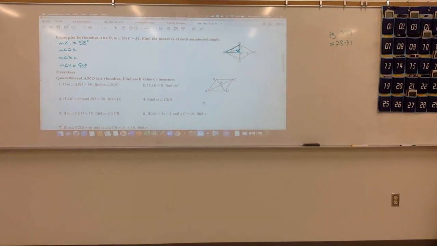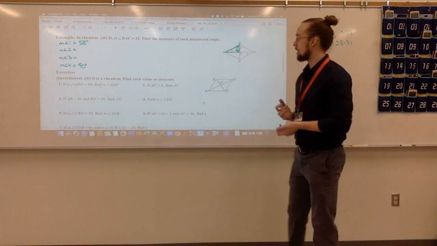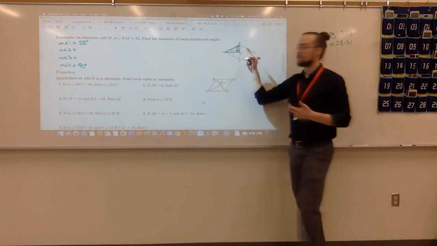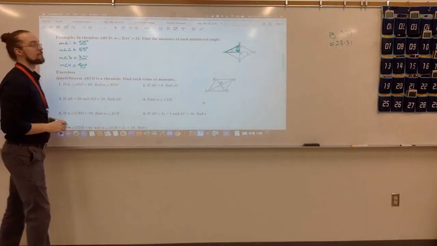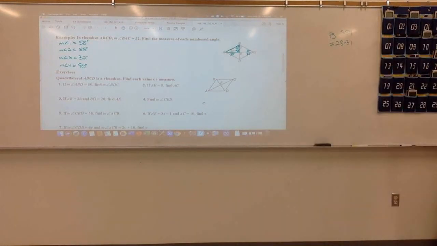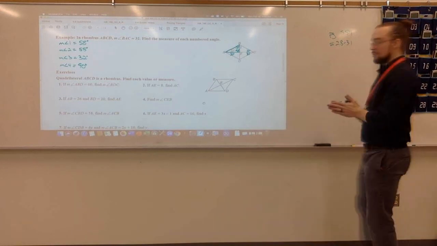Now, one of our other properties of a rhombus was that the diagonals bisect each pair of opposite angles. So if angle 1 is 58, angle 2 is 58 because we know that opposite angles are congruent, and since this is a rhombus, we know the diagonals bisect opposite angles. So all 4 of these angles here would actually be 32 degrees. Questions?